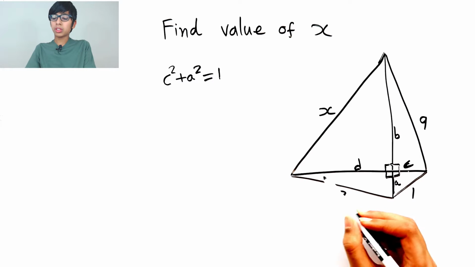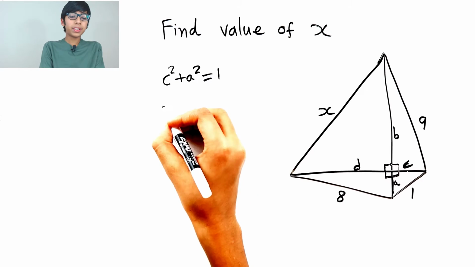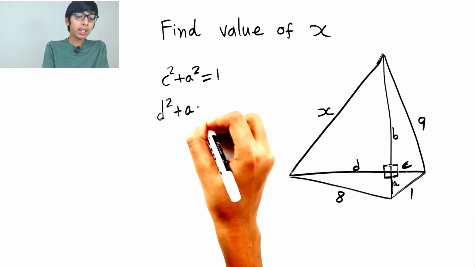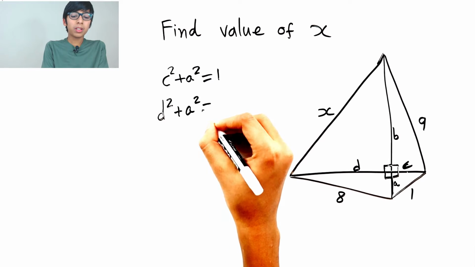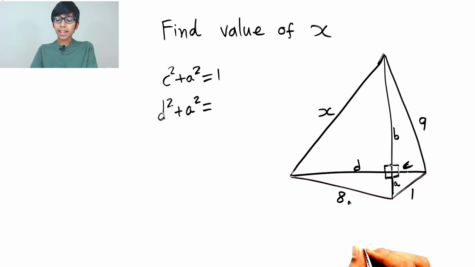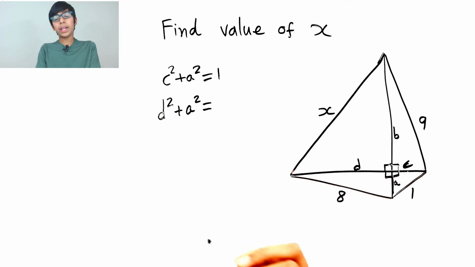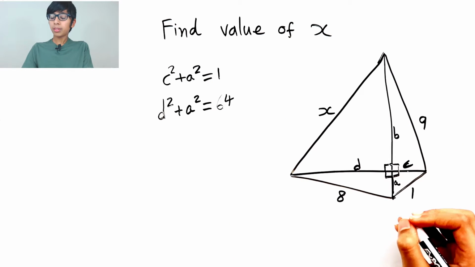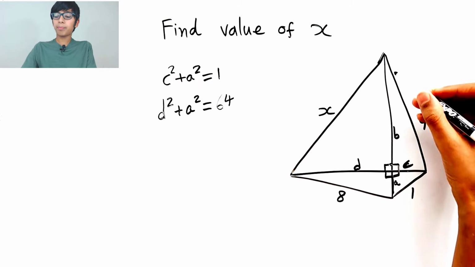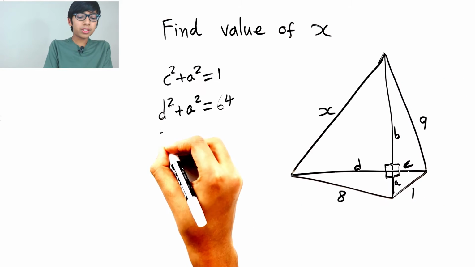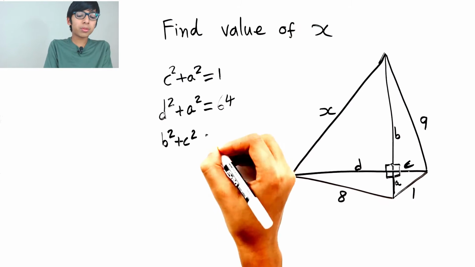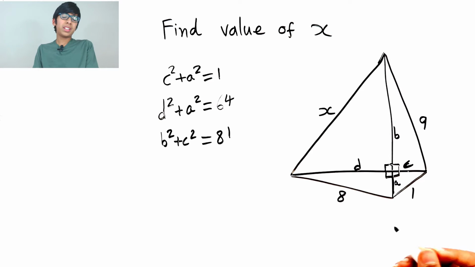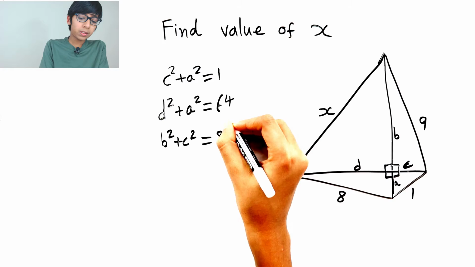So let's take the Pythagorean theorem for this triangle now. It would be d squared plus a squared, which would equal 8 squared, which is 64. Now let's take the Pythagorean theorem for this right-angle triangle. So b squared plus c squared equals 81, because 9 squared is 81.